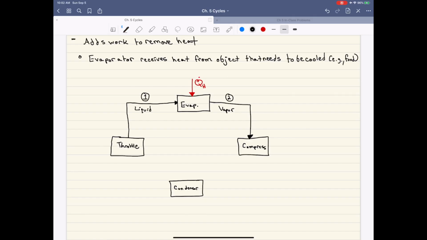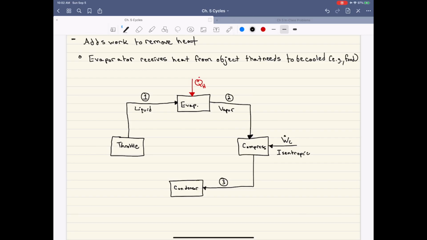This vapor then goes through a compressor, which increases the pressure of that vapor in stream 3. And in order to increase the pressure, work from the compressor is added onto that vapor. It's done in such a way that it's isentropic, so it's an adiabatic compression. There's no heat involved.